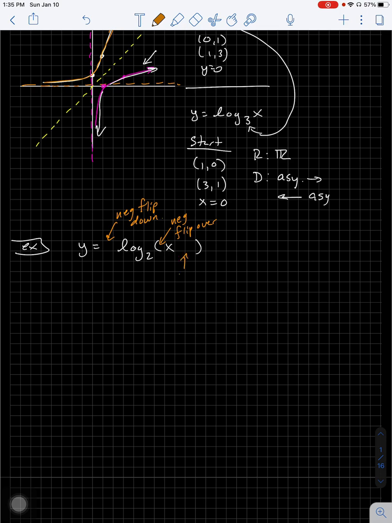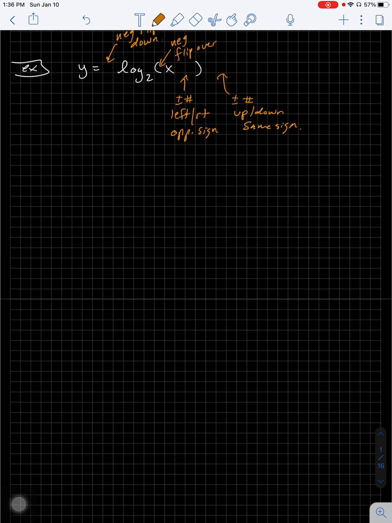You can have a plus or minus a number in with the x, and that's going to shift you left or right opposite the sign. And you can have a plus or minus a number tacked on the end, and that's going to go up, down, same sign. So that's all the things that can kind of go wrong, if you will, with a log. And let's try to draw a couple. So y equals negative log base 4 of (x plus 2) minus 3.